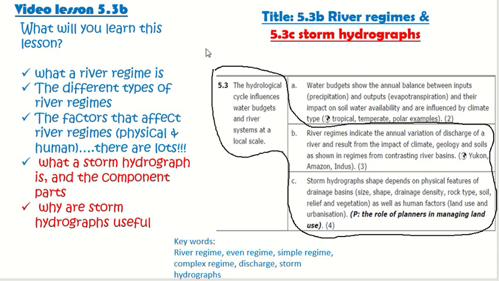So what are you going to learn? You're going to learn what a river regime is, the three different types of river regimes, and we're going to have a look at some graphs that show very different river regimes. What factors affect river regimes, so physical or natural factors, and a couple of human factors as well. And then the stuff in red, what is a storm hydrograph? We're going to label its component parts and maybe think about why they're useful to planners and other stakeholders and key players. Keywords, if you want to jot them down the left hand side of your page or however you want to do it, they're there for you. Let's do it then. Here we go.